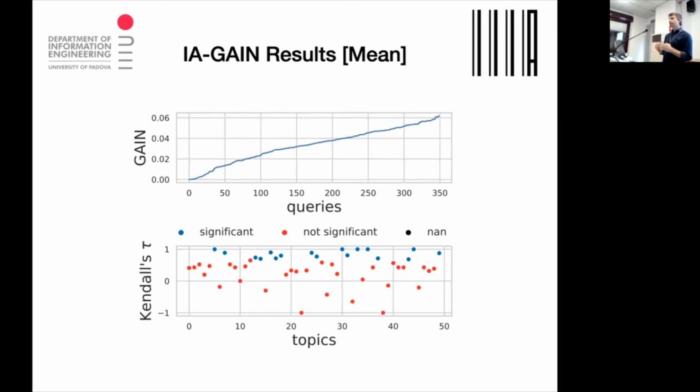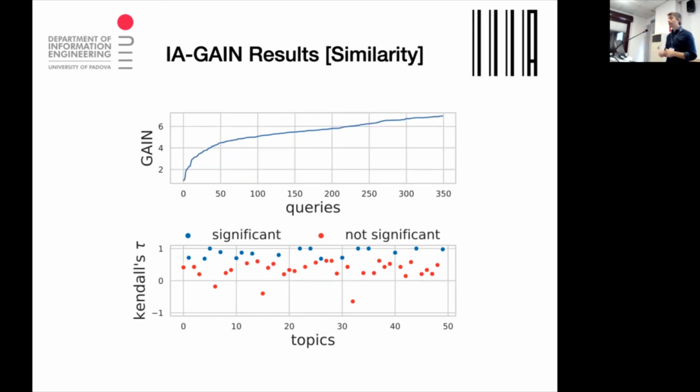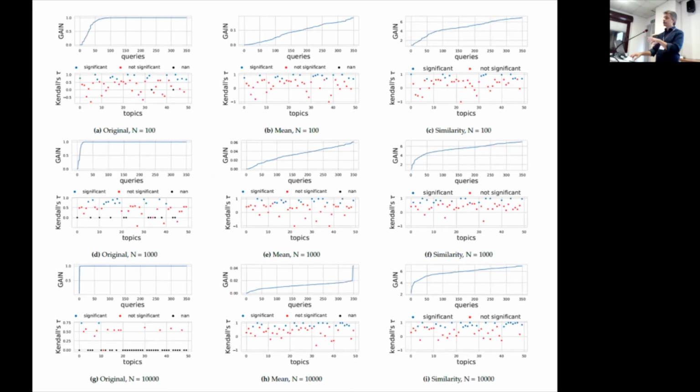This is the average gain that we propose. As you can see, it's smooth across the 350. And here at the bottom part, you can see the blue dots, which represent the topics for which the correlation with the optimal ranking of the variants is significant. So it means that we can predict with very good accuracy which variants perform better. And that's for the similarity matrix, which is even better in terms of correlation. This is just one last slide to show you all the possible combinations that we performed.